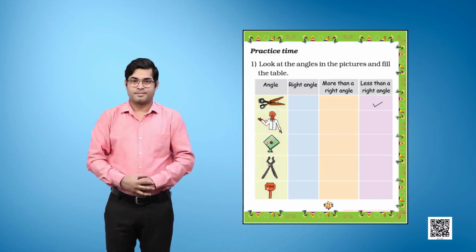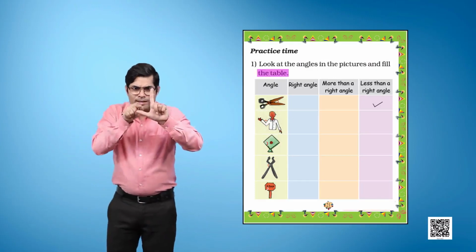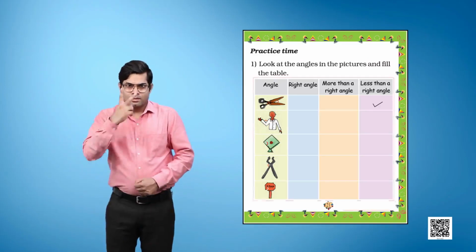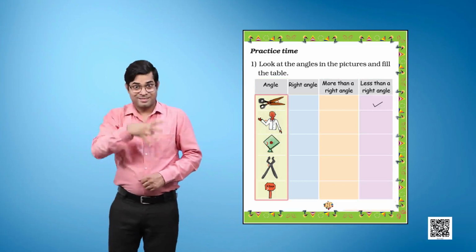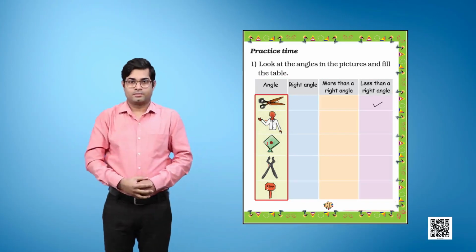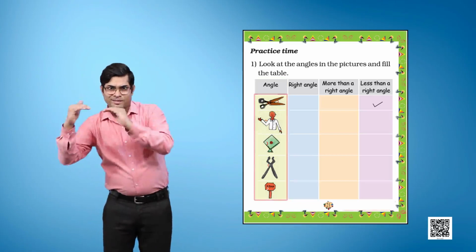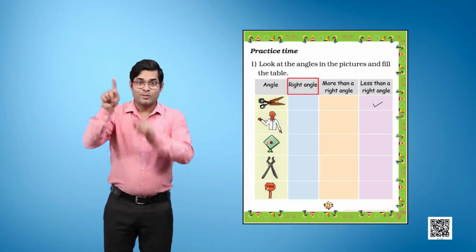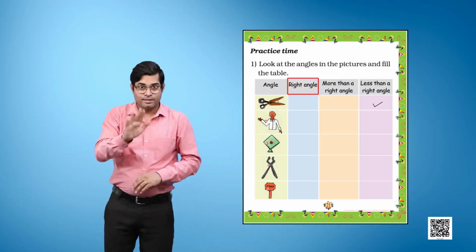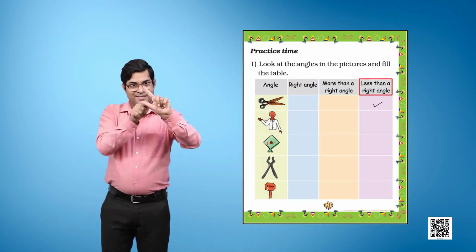Practice time. 1. Look at the angles in the pictures and fill the table. There is a table below with 4 columns and 5 rows. Column 1 is titled Angle. We have some pictures here, and the next columns have the headings Right Angle, More than a right angle, Less than a right angle.